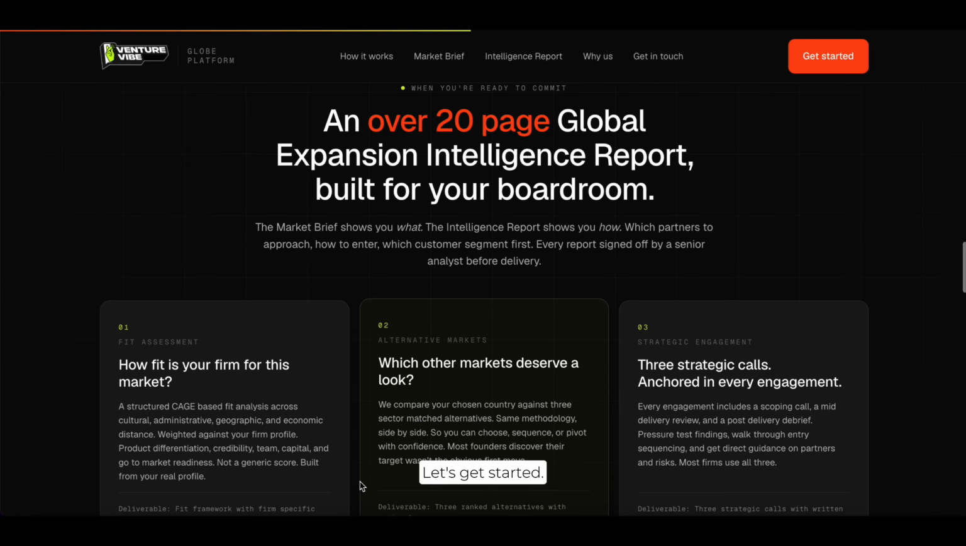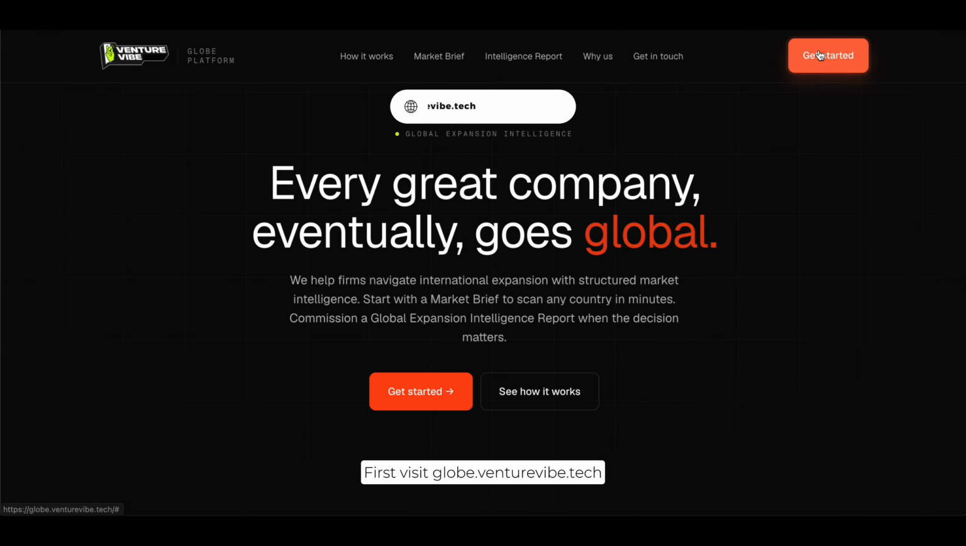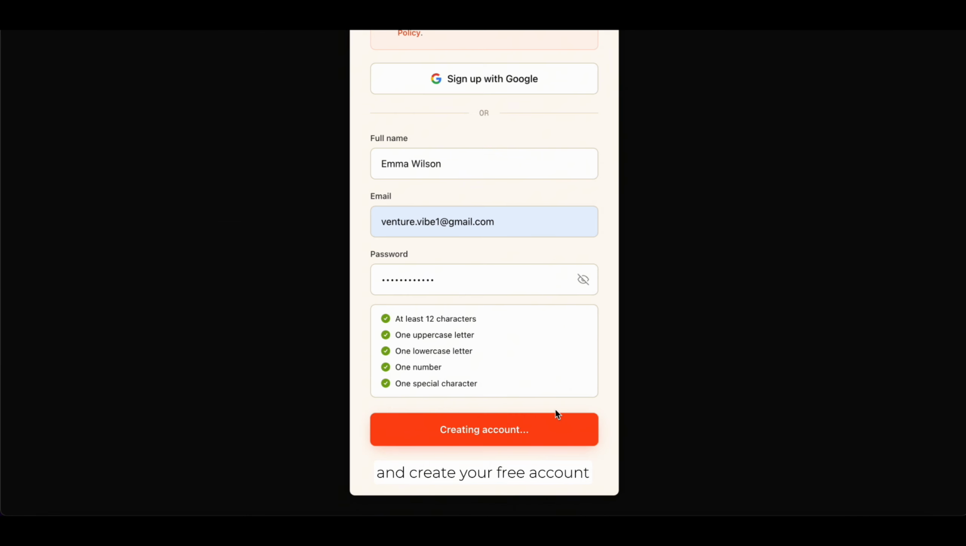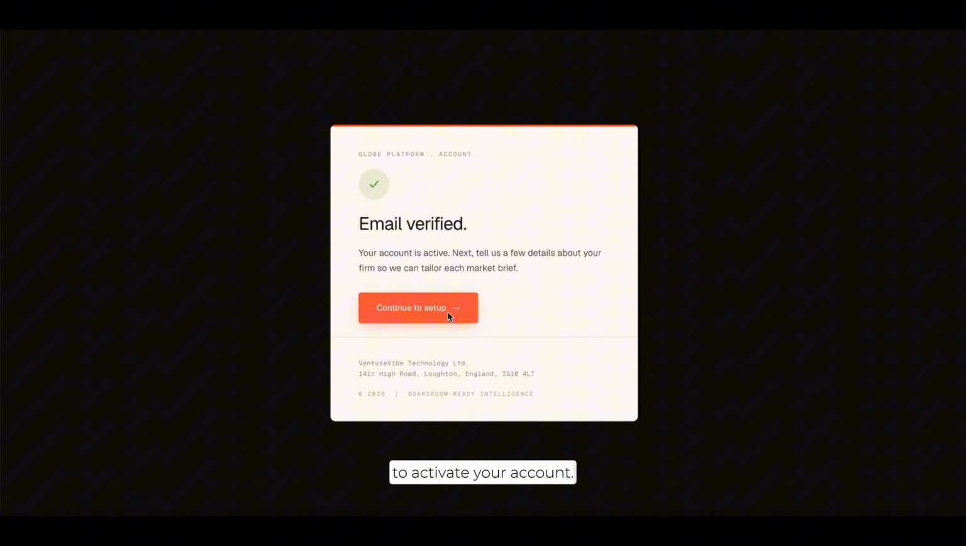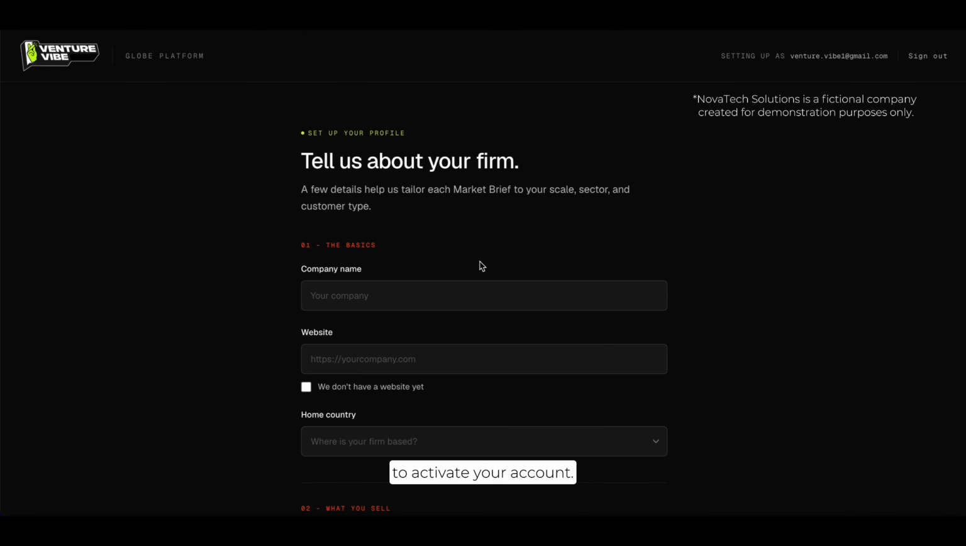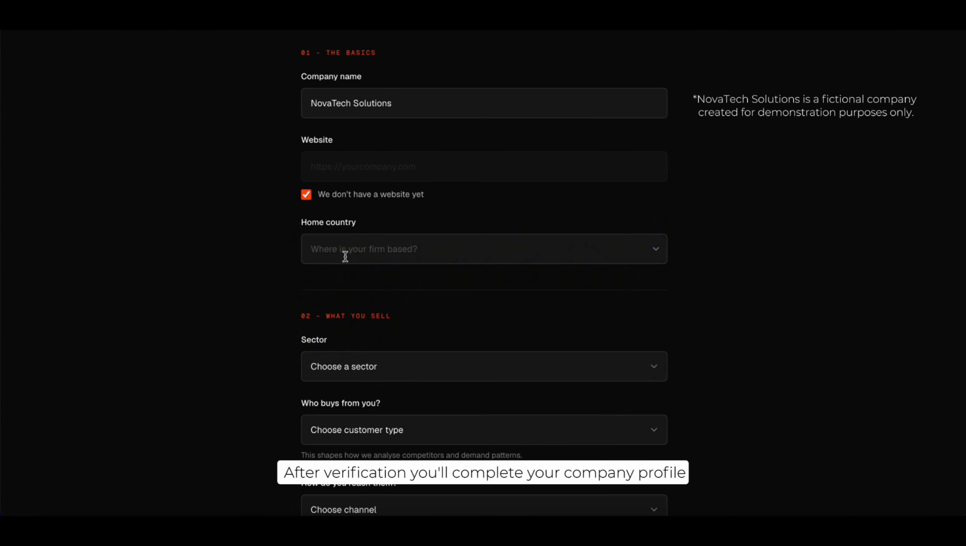Let's get started. First, visit globe.venturevibe.tech and create your free account. Registration only takes a few seconds. Click the verification link in the email to activate your account. After verification, you'll complete your company profile.